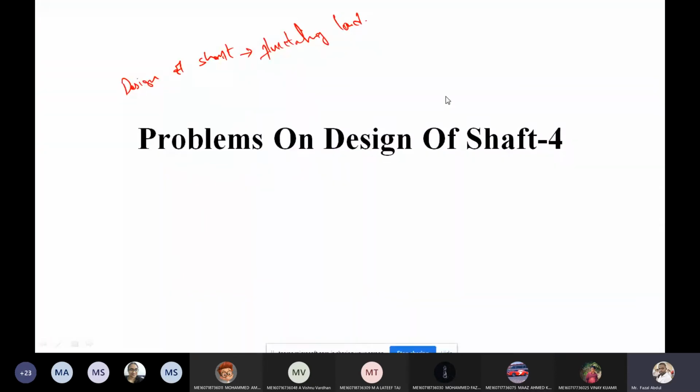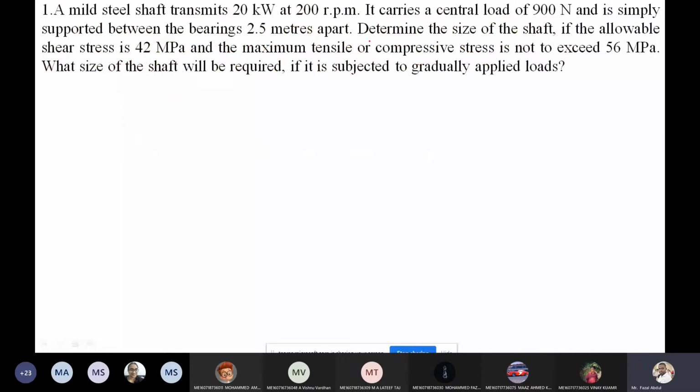So in this fourth case, we are solving the problem. The shaft is subject to a combination of bending and torsion with fluctuating loads. Now see the problem. A mild steel shaft transmitting the power. I'm writing the given data. In the exam also you need to write. You have to write the same way I'm explaining here.